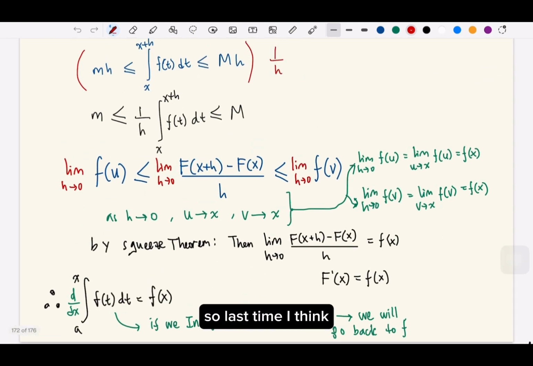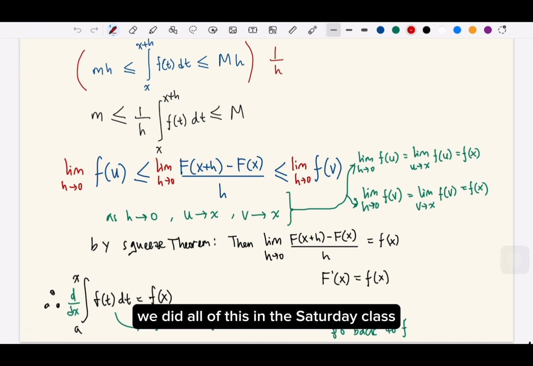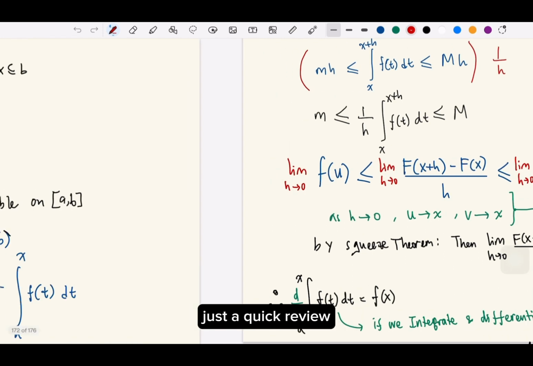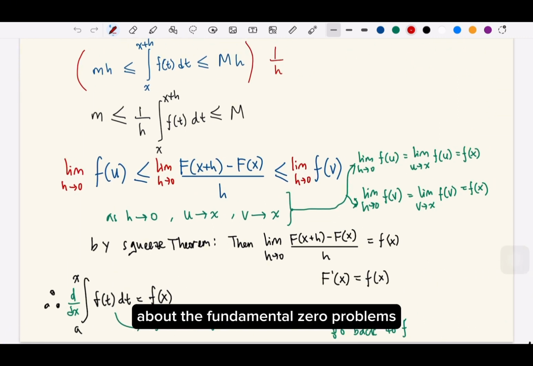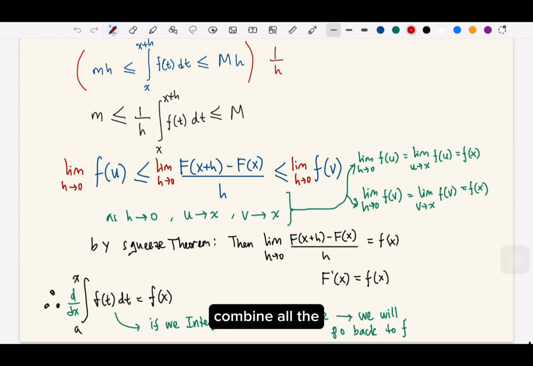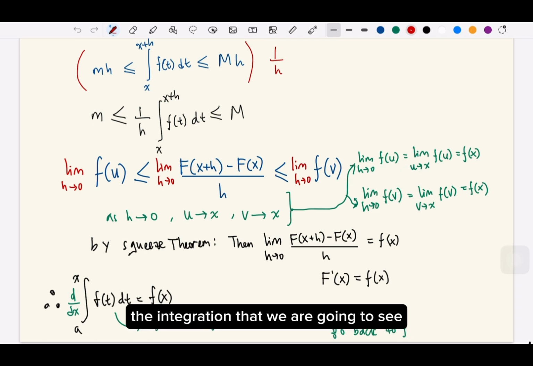So last time, I think we did all of this in the Saturday class. So I will review what we have. It's just a quick review. Basically, this is about the fundamental theorem of calculus, which we are going to combine all the derivative stuff and the integration that we are going to see in the future.